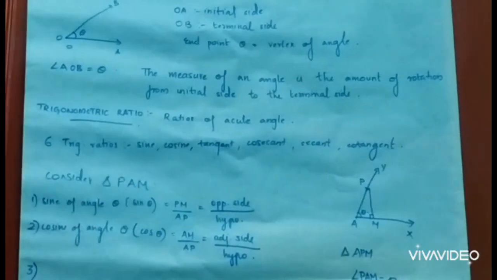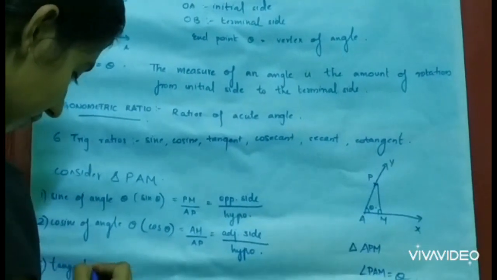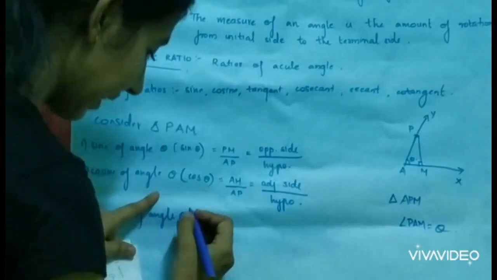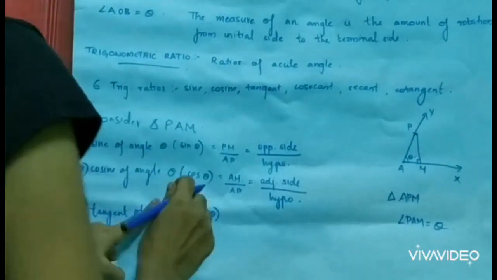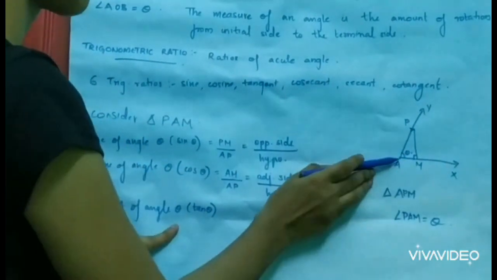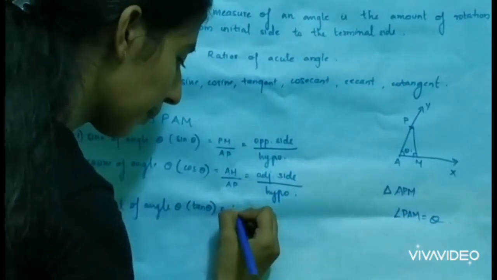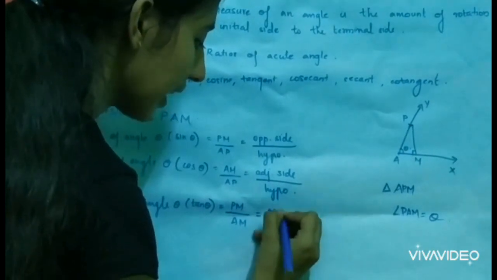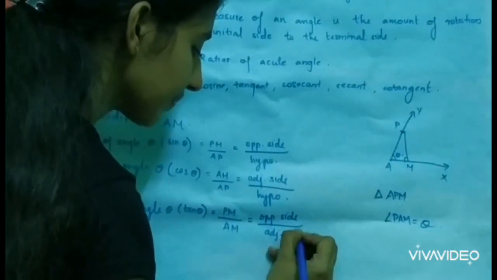Now the third one is the tangent of angle theta, and this is represented as tan theta. Tan theta is the ratio of the opposite side to the adjacent side. Here the opposite side of the angle is PM and the adjacent side is AM. Therefore, it is the ratio of PM to AM, that is, the opposite side by the adjacent side.